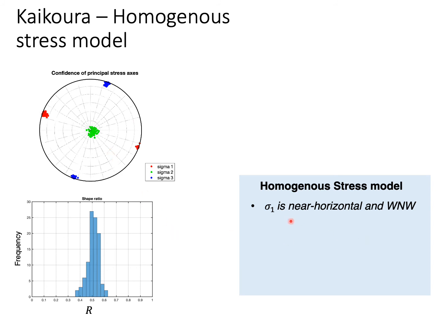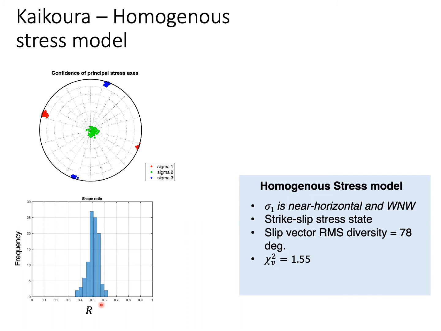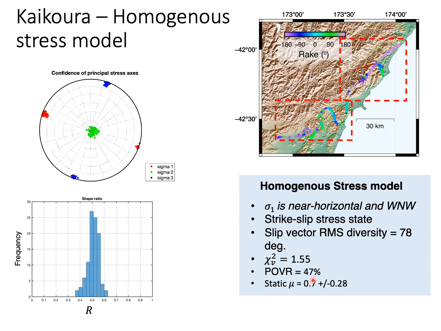So here, this is our stress result for the homogeneous stress model. We find that sigma 1 is near horizontal and trending west-northwest, and an R value around 0.1, suggesting it's an Andersonian strike slip stress regime. And so here we find a reduced chi-square value of about 1.5, which shows that there's still some unexplained variance in the data that the model can't explain. Overall, we have quite a poor percent of variance reduction of around 47%. And again, we find a quite high static frictional coefficient of 0.7, indicating a fairly strong fault system overall.